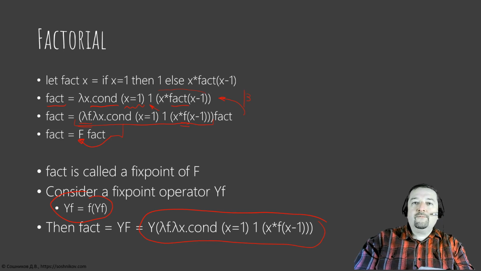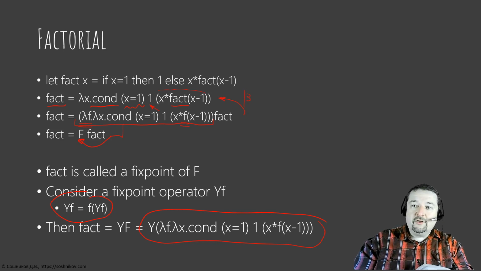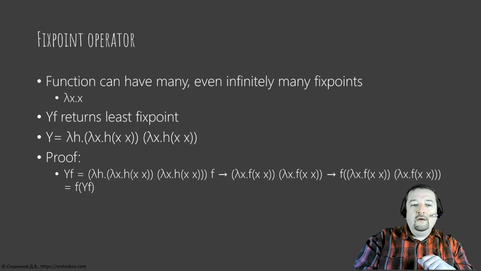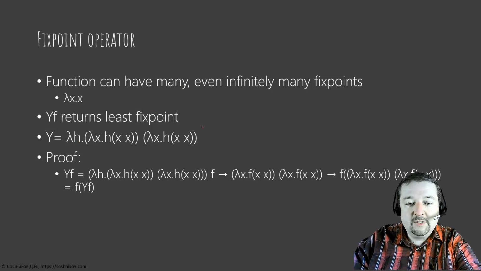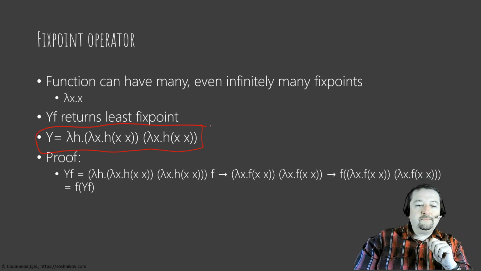Now the only question remains whether this fixed point combinator exists, because that's not obvious. And how do we prove that it exists? Well, the good thing is that we can write it just like a lambda expression. This is the fixed point combinator.